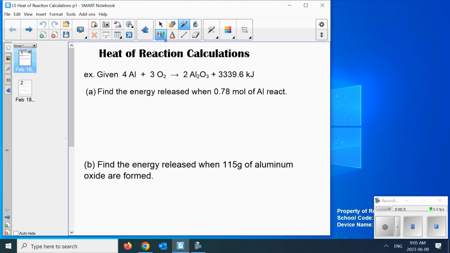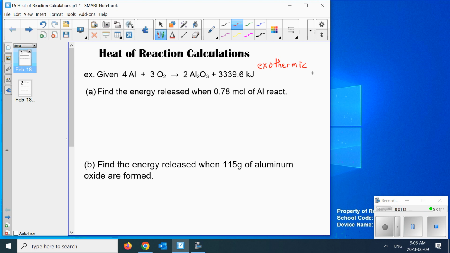Let's read through this. So I have a balanced reaction with energy included in it. Incidentally, we're practicing the words endothermic and exothermic. If energy is on the right-hand side, it's a product that's produced, it's exiting the reaction. It's exothermic, because we're trying to get that word in our head, what it means.